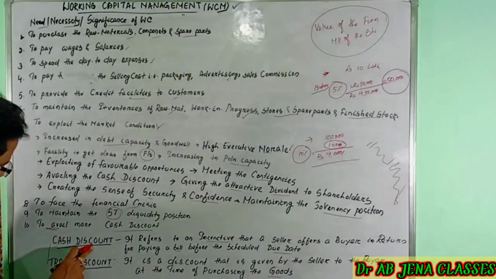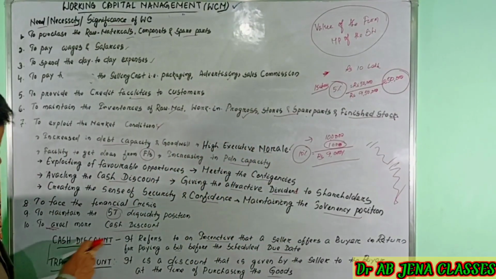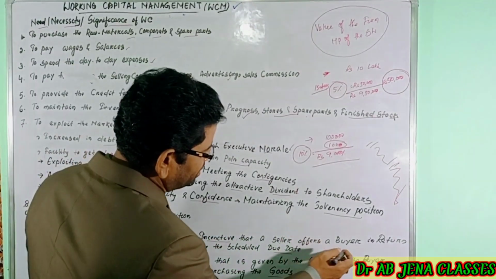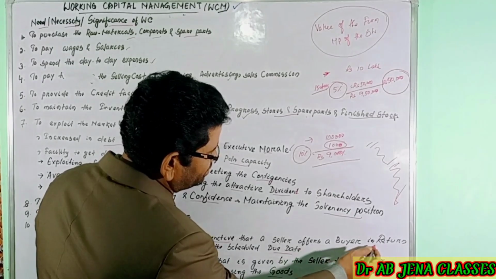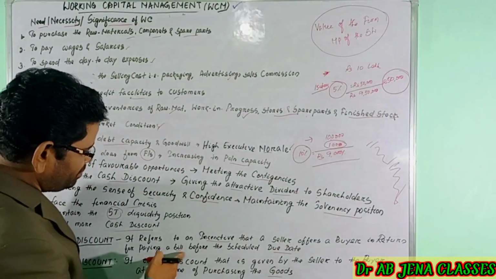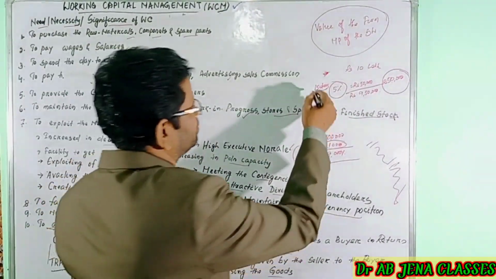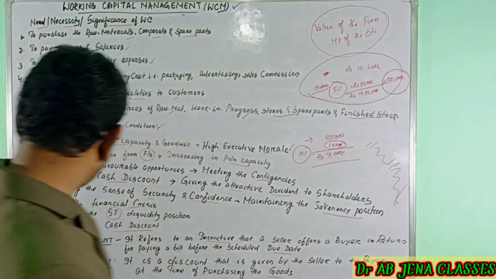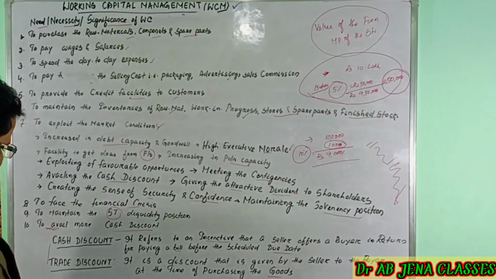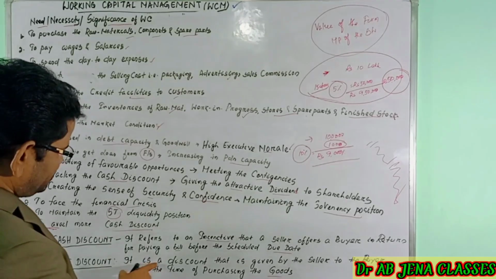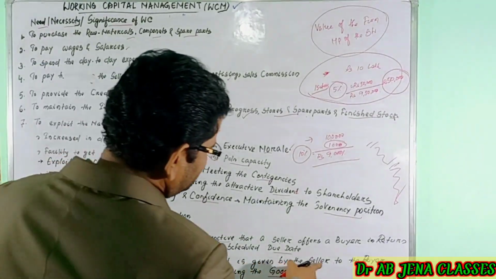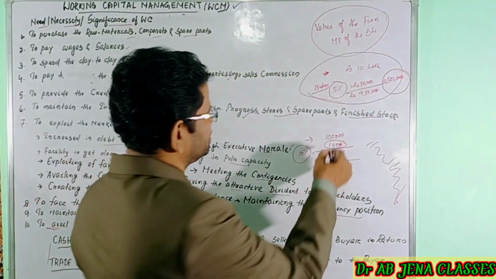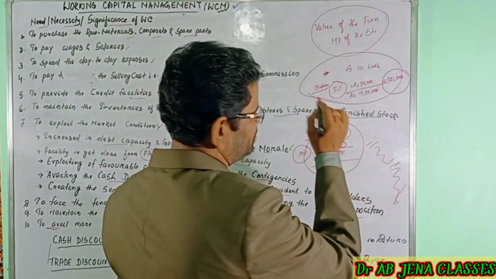Again I am repeating, cash discount refers to an incentive that a seller offers a buyer in return for paying a bill before the scheduled due date. By citing this example, I am hopeful now we're clear. Then what is the meaning of trade discount? Trade discount is a discount that is given by the seller to the buyer at the time of purchasing the goods.